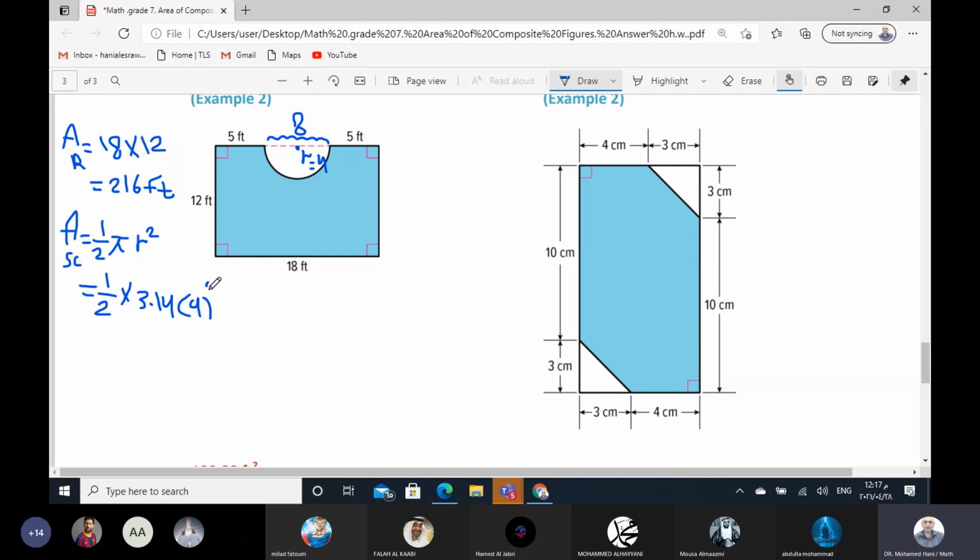Squared. Now 4 squared means 16. Now we have 16 times 3.14. The answer will be 50.24 divided by 2. So the answer will be 25.12 ft squared.